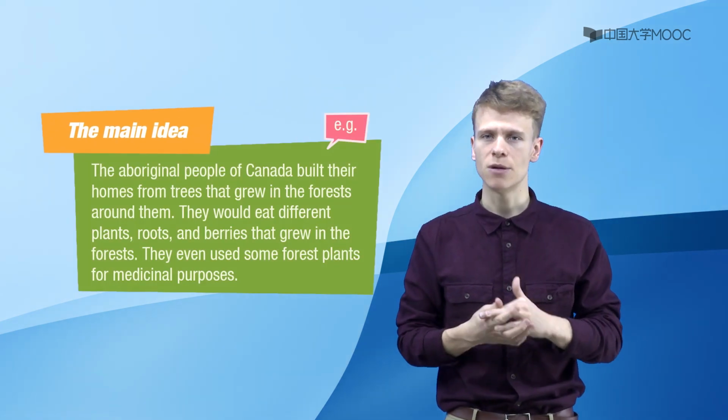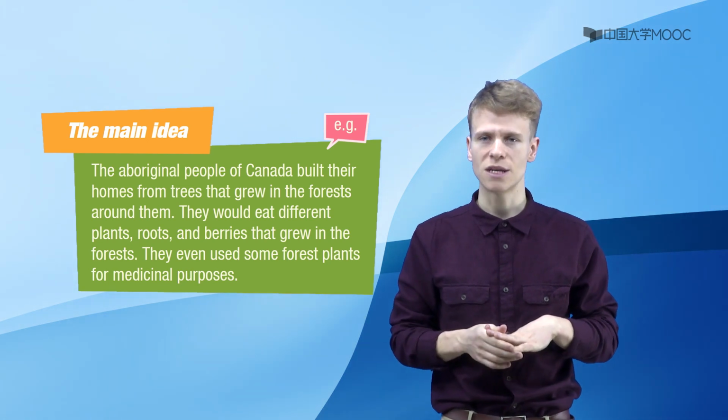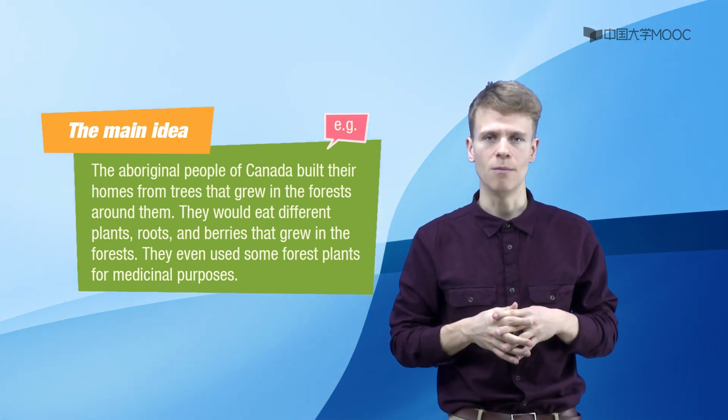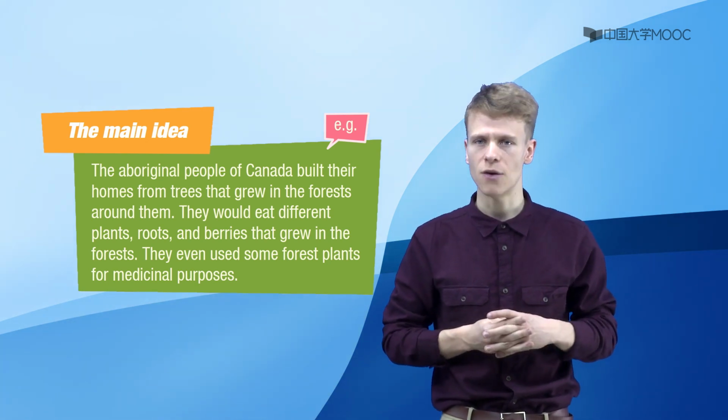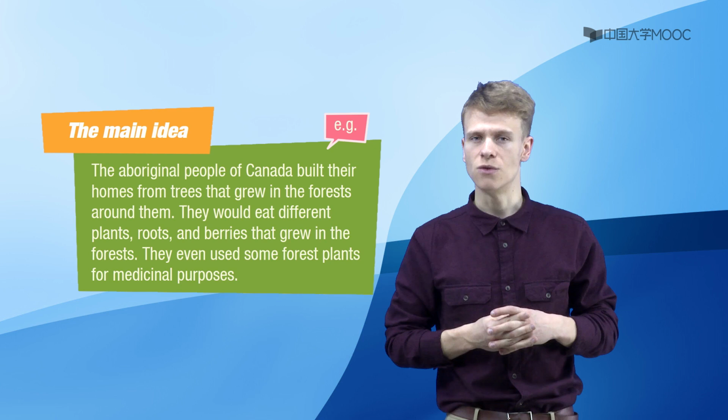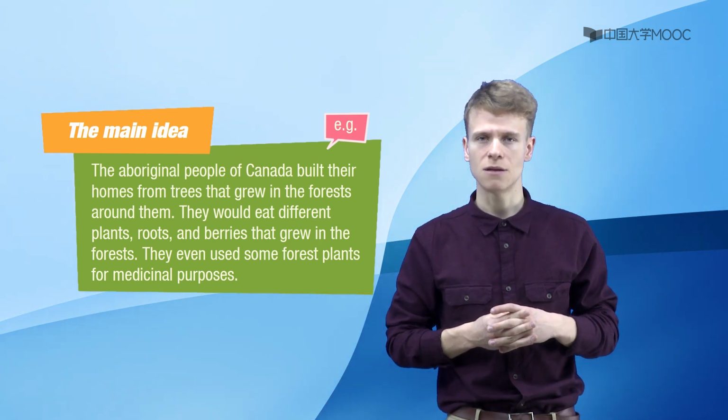The Aboriginal people of Canada built their homes from trees that grew in the forests around them. They would eat different plants, roots and berries that grew in the forest. They even used some forest plants for medicinal purposes.